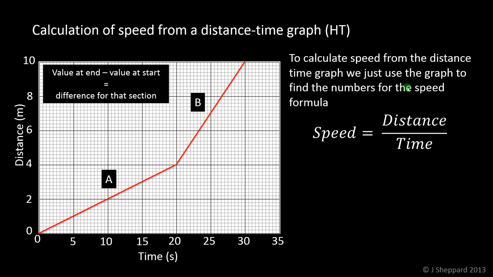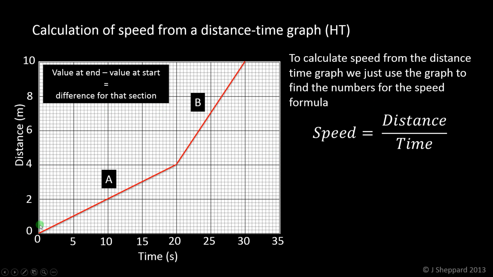Now we're going to go on to a section which is really only for higher tier, which is actually getting some numbers from these graphs for speed. We've talked about fast and slow and which direction things are moving in, but now we actually need to do some calculations about how fast things are going.